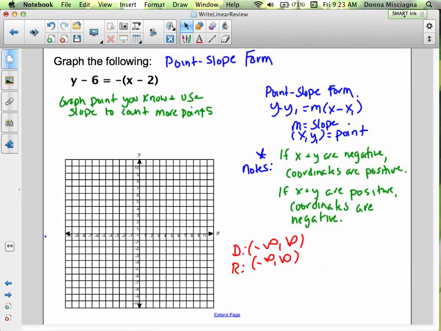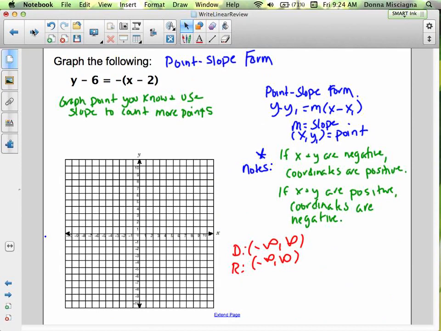I don't think so. All right, so here we have point-slope form. All right, so we need to know how to graph in point-slope form. We have y minus 6 equals negative times x minus 2. So very similar to graphing in slope-intercept form. Instead of graphing the y-intercept, we're just going to graph the point. Right? So a little reminder here, if x and y are negative, the coordinates are positive.